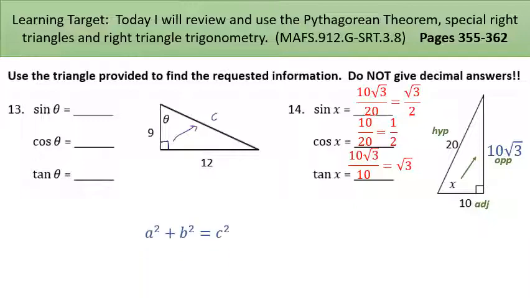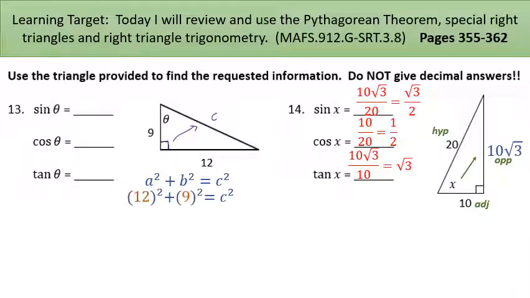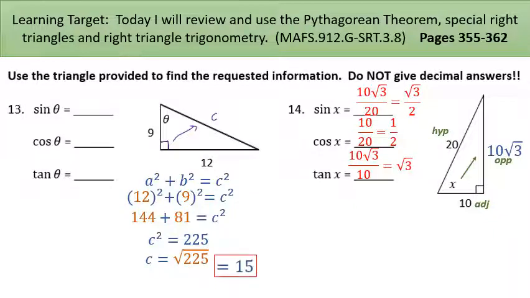So we go to Pythagorean's theorem. A squared plus B squared equals C squared. Plug in for A and B. 12 squared plus 9 squared equals C squared. 144 plus 81 equals C squared. C squared equals 225. All right, that's not C, that's C squared. So what do we do? Square root, and C equals 15.